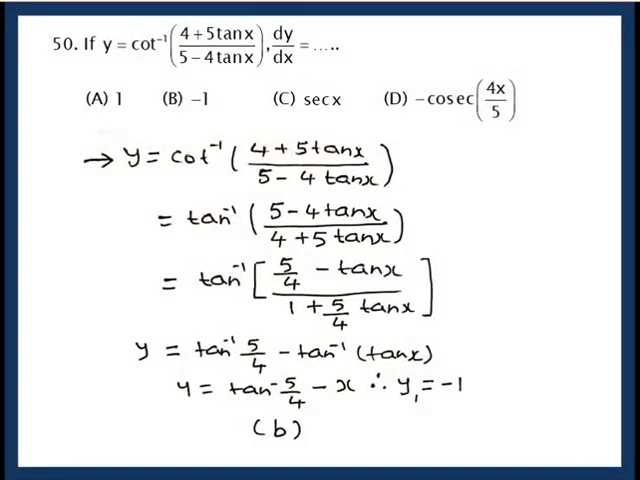Good. Now this is the last sum of today's lecture, 50th sum. If y is cot inverse of 4 plus 5 tan x upon 5 minus 4 tan x, then what is dy dx? What is y? It is given to be cot inverse. Now cot inverse p is tan inverse 1 upon p, reciprocal of this. Okay. Now in the formula you will notice that the denominator is either 1 plus or 1 minus, plus sign is there, but this has to be 1.